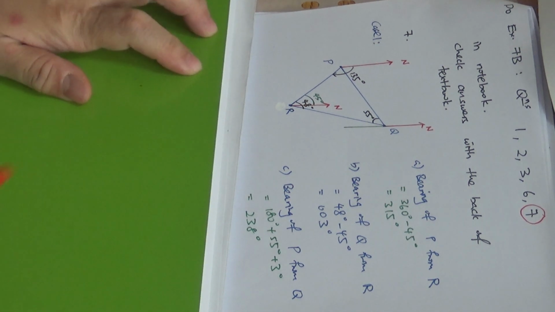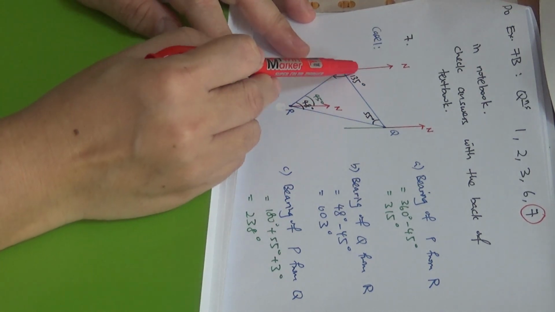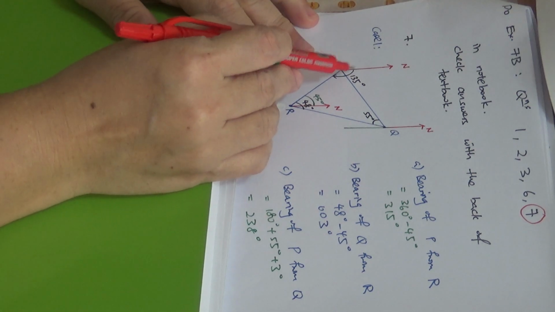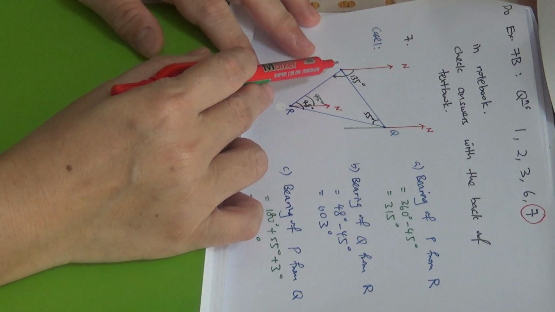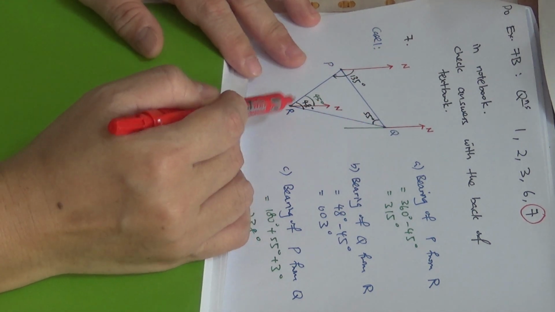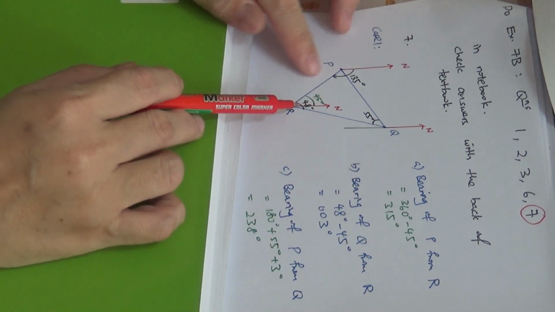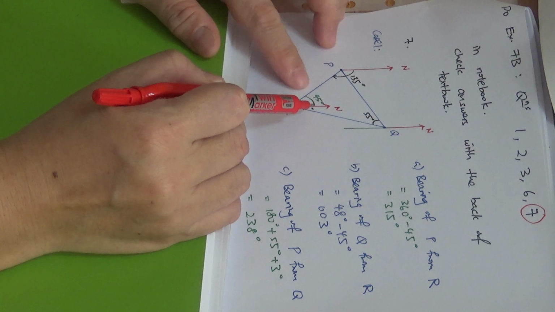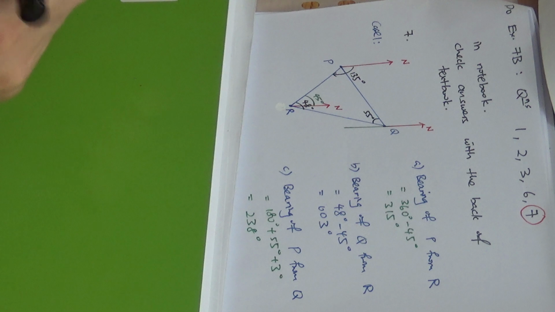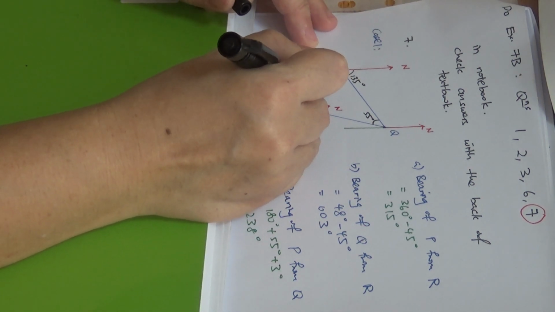Now take note that the bearing of R from P is 135, so it's here, 135. Angle PQR is 55 and angle PRQ is 48. So what is the bearing of P from R? P from R means that I will have to take this whole angle here.